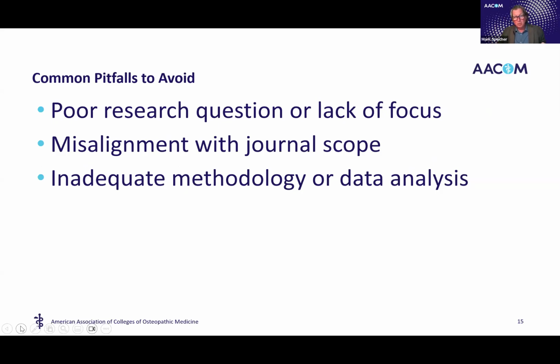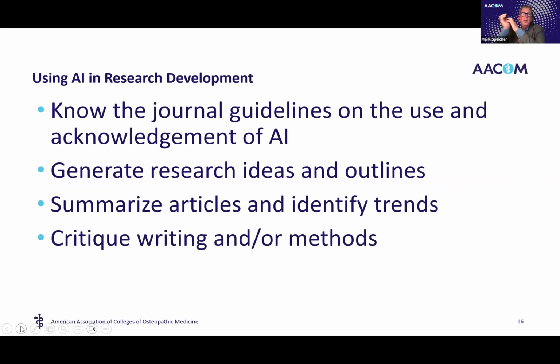your research, because it'll be tough to complete the research and it'll be tough to find reviewers who like the research. Misalignment with journal scope, Tony talked a lot about this, and inadequate methodology or data analysis. I know that most of you are not statisticians. These article types that I've described don't require a lot of data analysis, but they do require some data analysis. So make sure that you have a resource, even if it's just calling us at AOGME, to do that data analysis the right way.